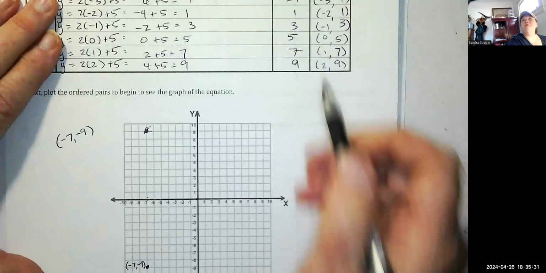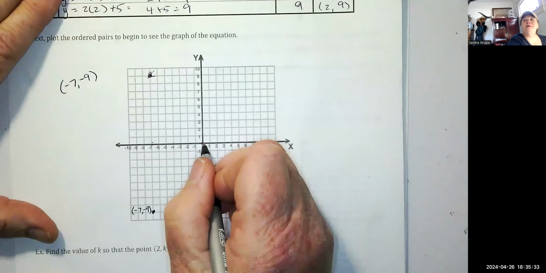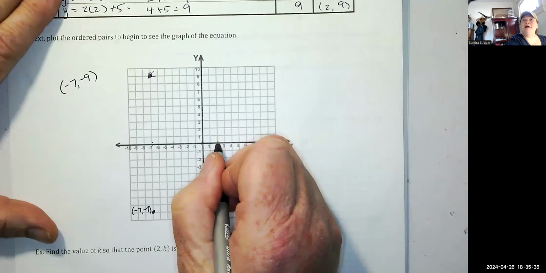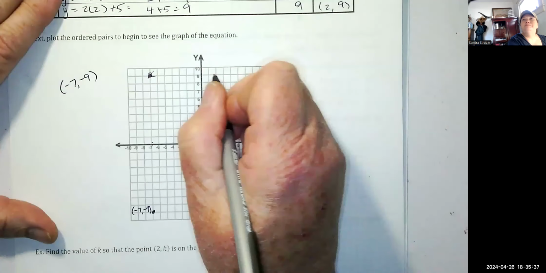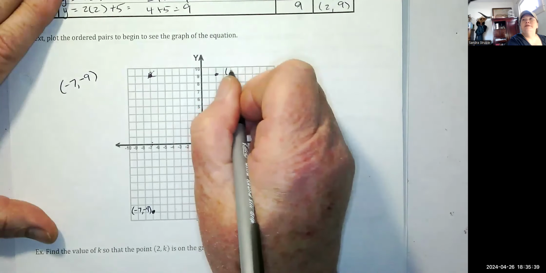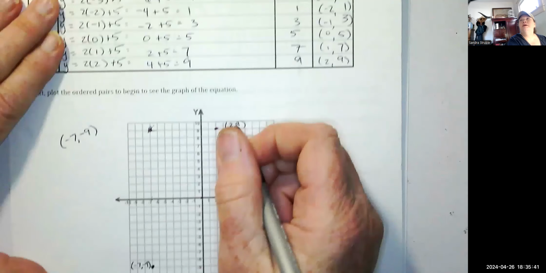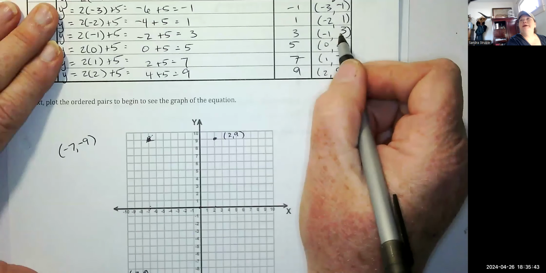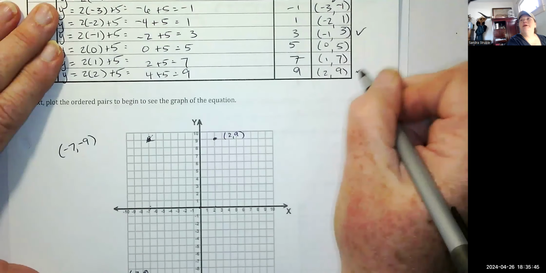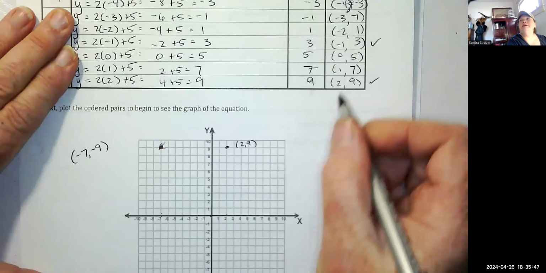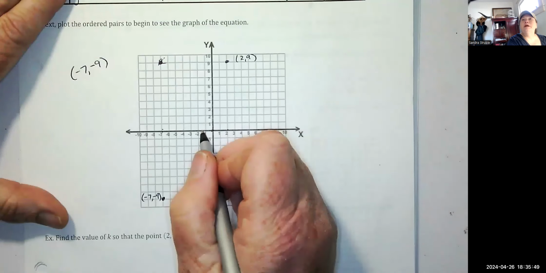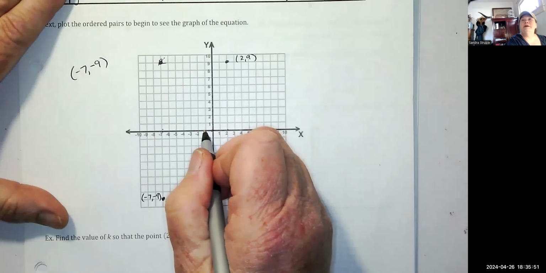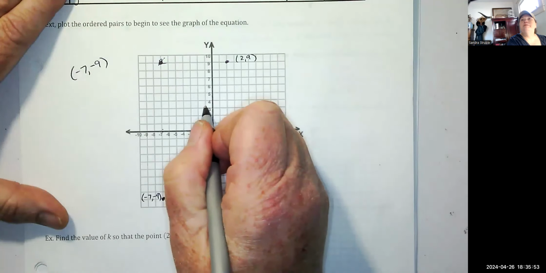All right, let's do the bottom one here. 2, 9. I can't really miss that one too much. We're going to go to the right 2 because it's positive, and then we're going to go up 9. Place your point. That's 2, 9. I'm going to go -1, 3, just to check mark that we've done these. -1, 3 is going to be to the left 1, because it's -1, and then we're going to go up 3, so it's positive.